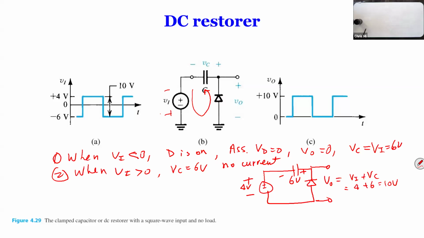So what happens initially is that in the initial cycle, the voltage is not going to go like this. It's probably going to go something like this.